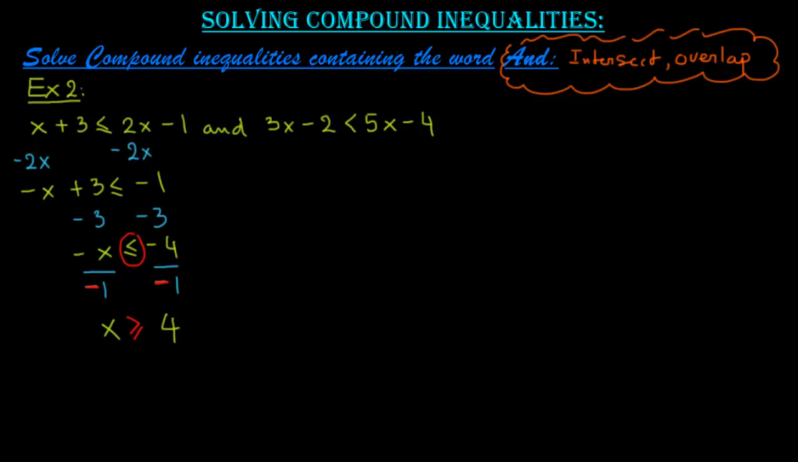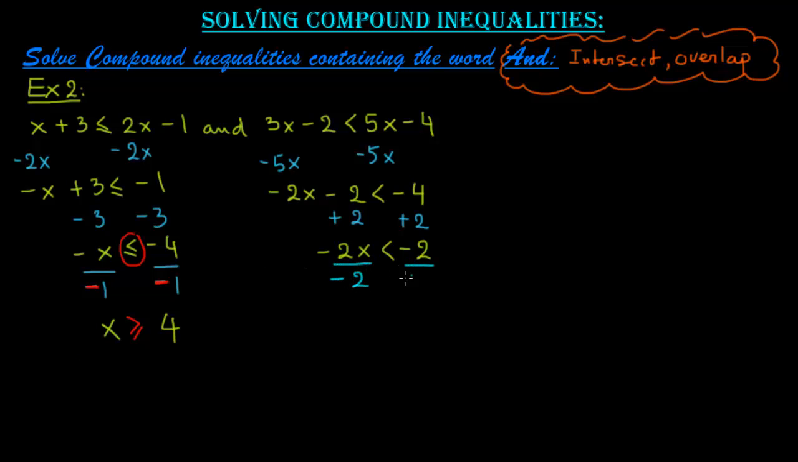On the right side, the same concept. Subtract 5x on both sides. We will have negative 2x minus 2 less than negative 4. Add 2 on both sides. We will have negative 2x less than negative 2, and divide by negative 2 on both sides. Since it is a negative, I need to put the sign to the opposite one. That gives me x greater than positive 1.